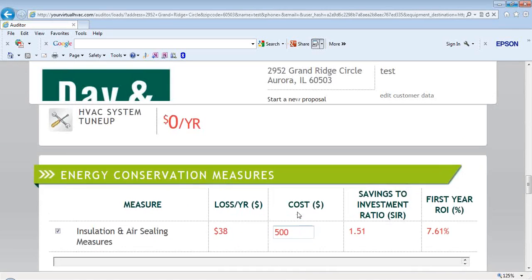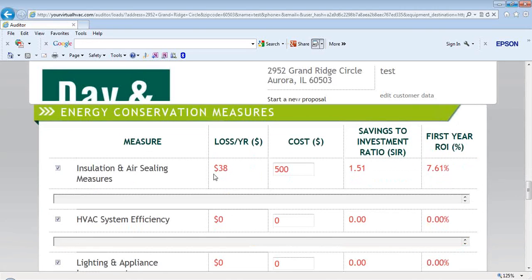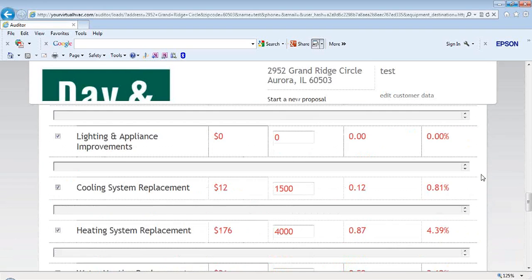So you can see what it's doing there. It's based on the savings that it has per year, and the cost that I told it it's going to cost to install this stuff for the home off of my proposal. It's showing me the savings to investment ratio, and then the number that makes more sense to most people is my return on investment. So the attic insulation, for that amount of savings at that cost, is a 7.5% return on investment.